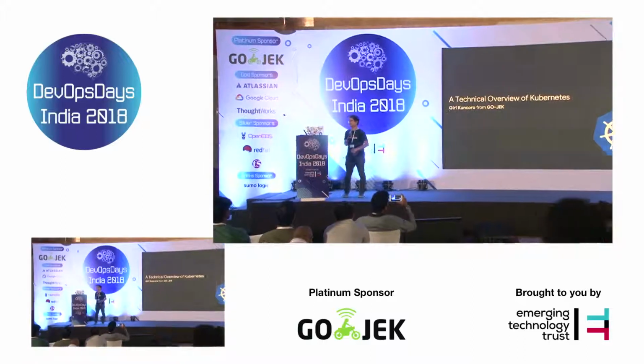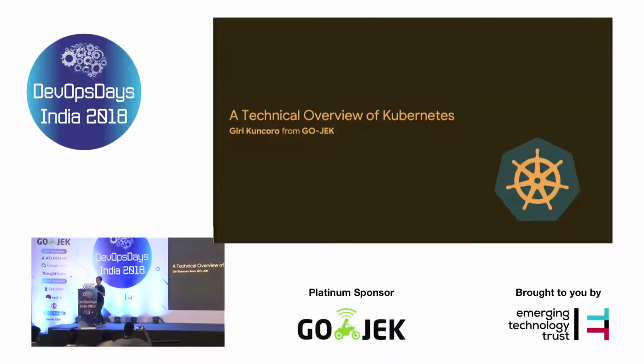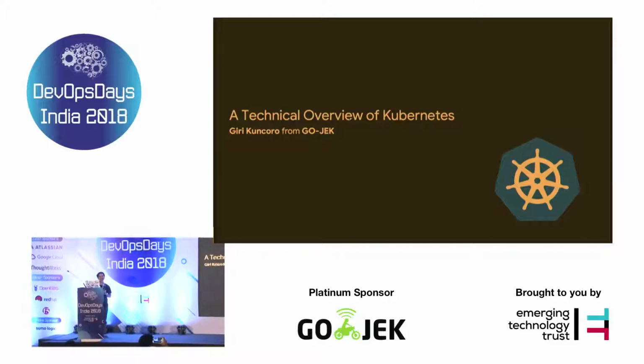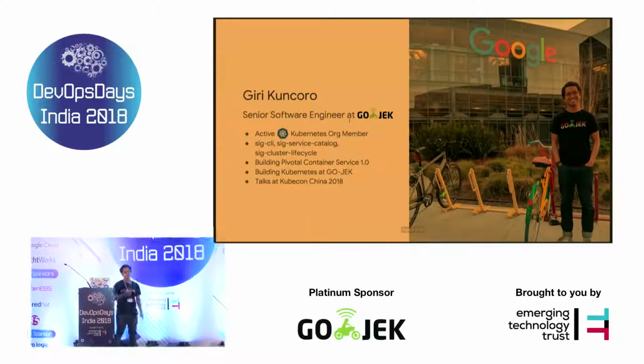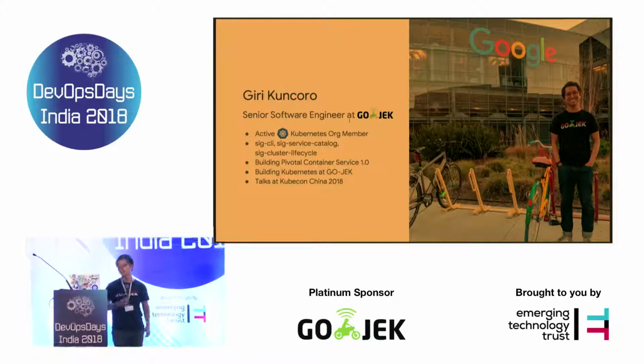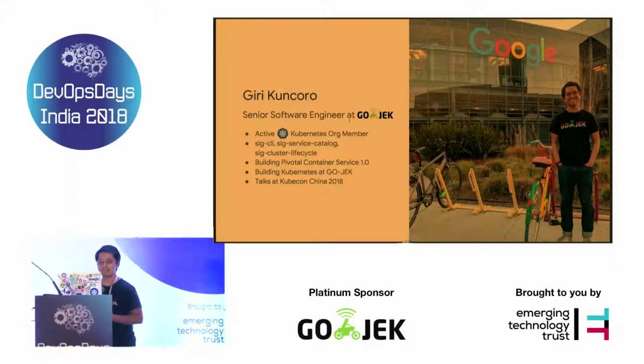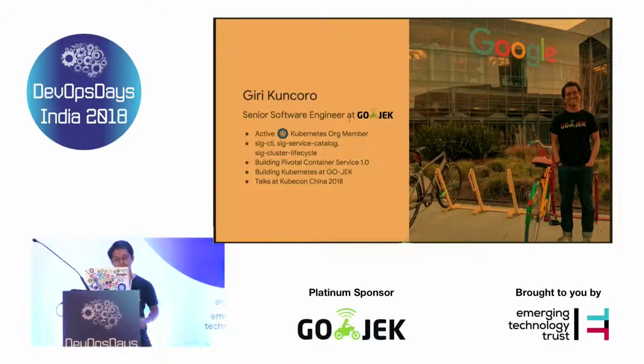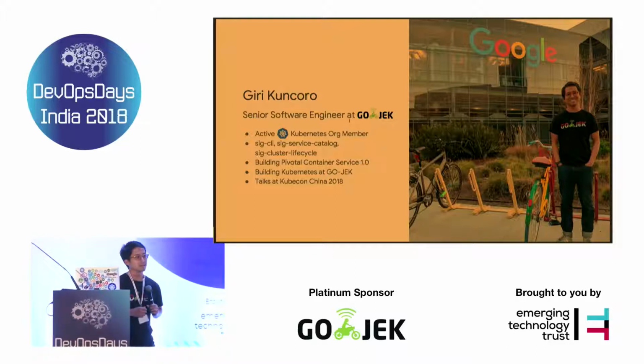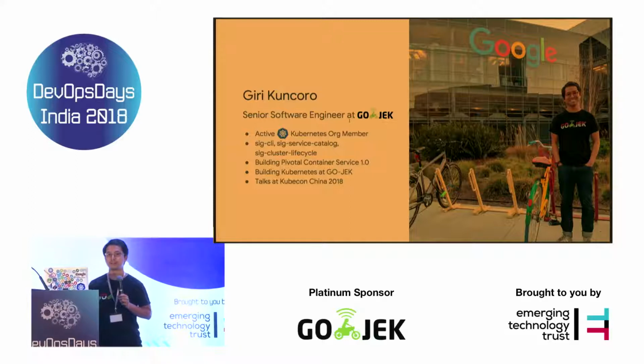All right, thanks, guys. I'm going to give you a very brief technical overview of Kubernetes. My name is Giri. I'm an engineer at Gojek. I've been an active Kubernetes org member. Prior to Gojek, I helped build Pivotal Container Service with VMware, Google, and Pivotal. And right now, I'm building Kubernetes at Gojek with some friends in the team.